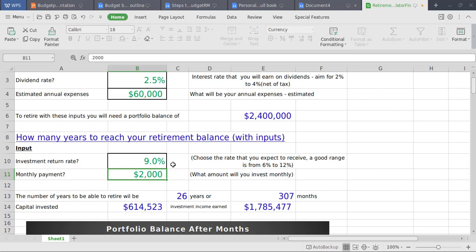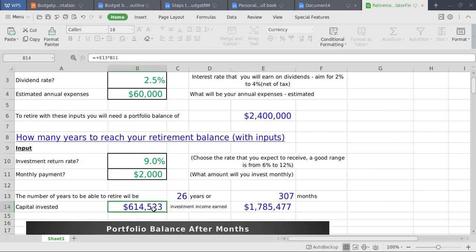So if you're able to save $2,000 per month and regularly put that into your investment account, we'll show you how to earn a 9% to 12% rate of return. Now, what this will do is show you how many years you need at that rate of monthly payment to get a final portfolio of $2.4 million. And you can see here that you need 26 years or 307 months.